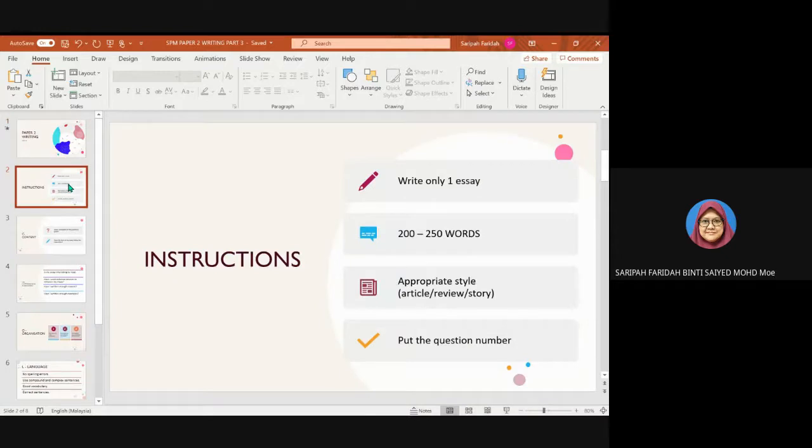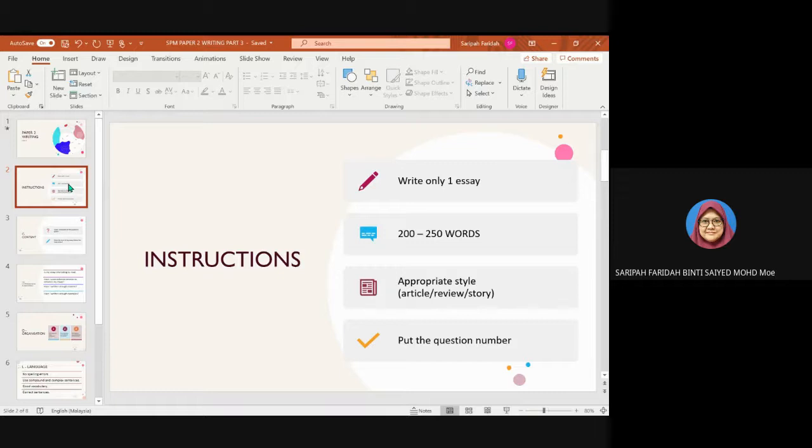So number 1, they will look at the instructions. For part 3, you are going to be given 3 types of essays, 3 types of questions, 3 types of instruction. But you only need to write one essay. And the length of the essay is between 200 to 250 words only. Why 200 to 250 words? Because the question paper itself is your answer script. You understand? The question paper that is given to you is your answer script.